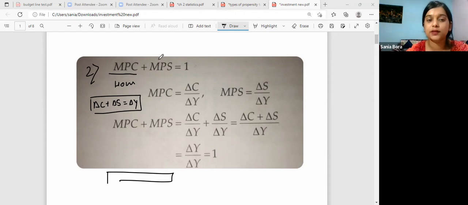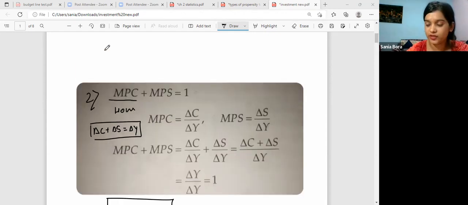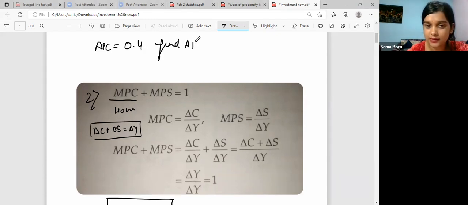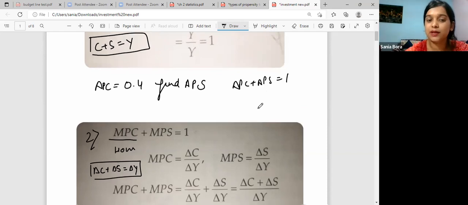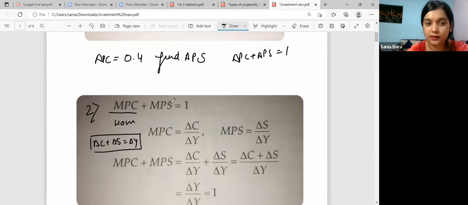Okay, good. Now, for example, you are getting one question. The question is: your APC is 0.4, and find APS. You can do this. 0.6. Yes. How did you do it? Because you know APC plus APS equals 1, so 1 minus 0.4 is 0.6. And similarly for MPS also.